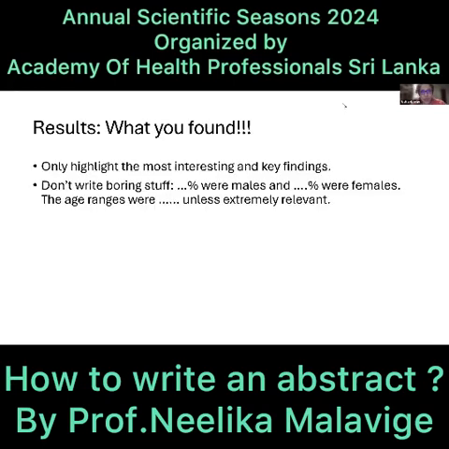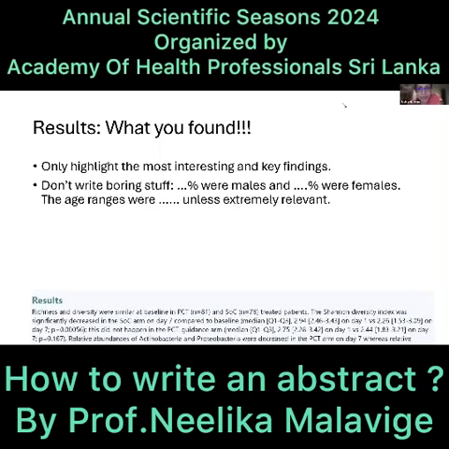Results. What you found, this is the most important thing, and you have to leave the most space to write your results. But of course, when you do a study, you have so many different types of results. It is important to highlight the most interesting key findings. So don't write boring stuff like so many percent were males, so many percent were females, ages were, because as I showed, these are irrelevant things unless it's really relevant. So I'm giving you examples again.